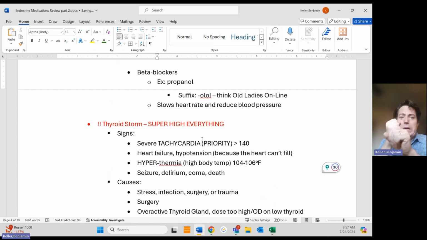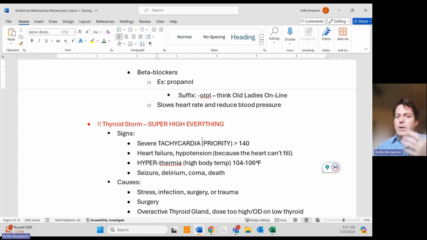And the answer is no. The heart is moving too fast to fill up. It needs to move slower to get a good pump. Lub dub, lub dub. That's why 60 to 100 is ideal. But at 140, it can't fill up. And so they have hypotension, low blood pressure, because the blood isn't going anywhere.